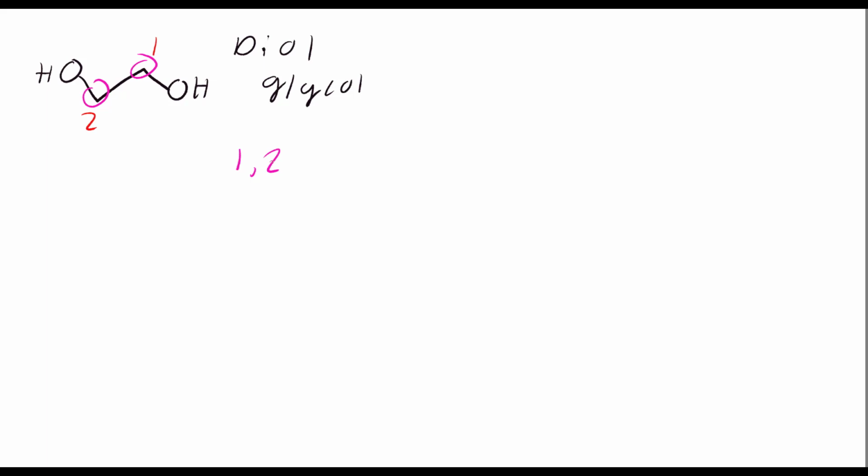That means there's an alcohol on the first one, and there's an alcohol on the second one. We can say 1, 2. And what else? You don't say diol, you say ethane diol. Notice how the E was retained. We didn't put ethane, we put ethane diol.